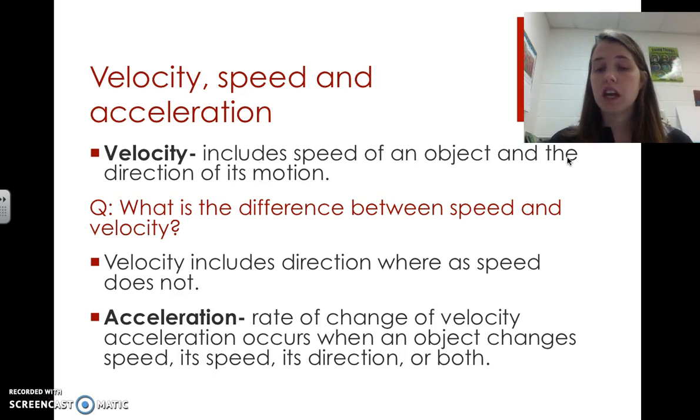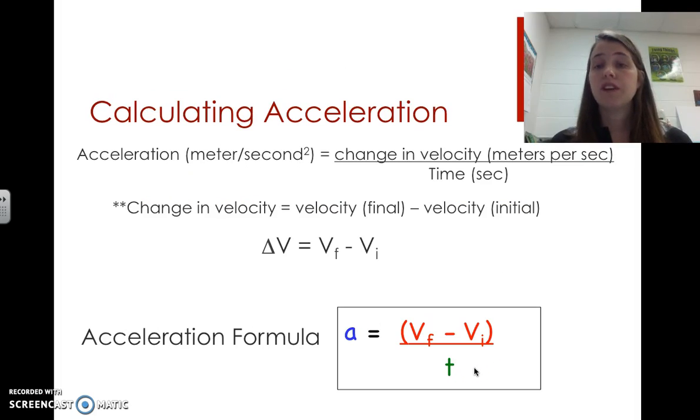Acceleration is the rate of change of velocity, so basically how much velocity is changing. Acceleration occurs when an object changes speed, its direction, or both. So it changes its speed or direction or both. When you calculate acceleration, you have to understand that acceleration is going to be the change in velocity in meters per second over the time it took to change that velocity.